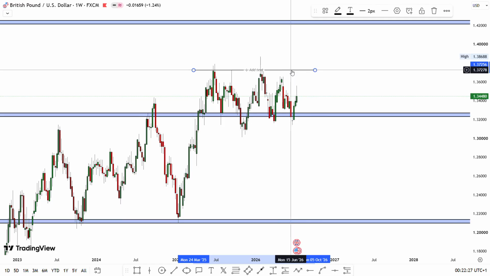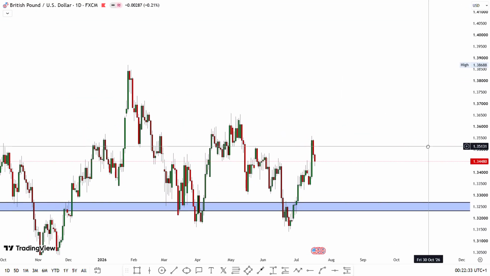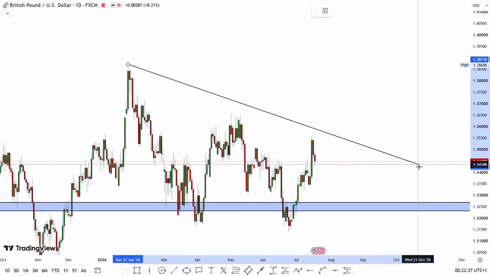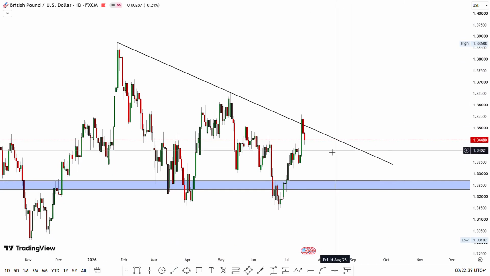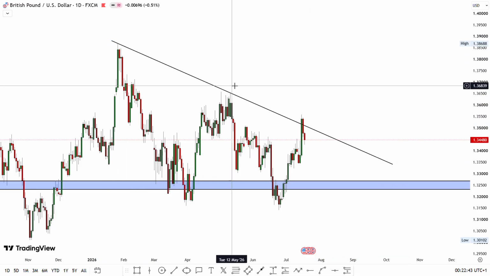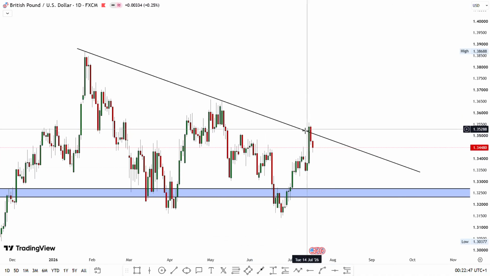So let's go on the daily time frame. Daily time frame analysis. If I draw my trend line like so, we have this. We have a first touch of the trend line, second touch of the trend line, third touch of the trend line. You guys can see how we've pushed into this region and how we have rejected from this region.